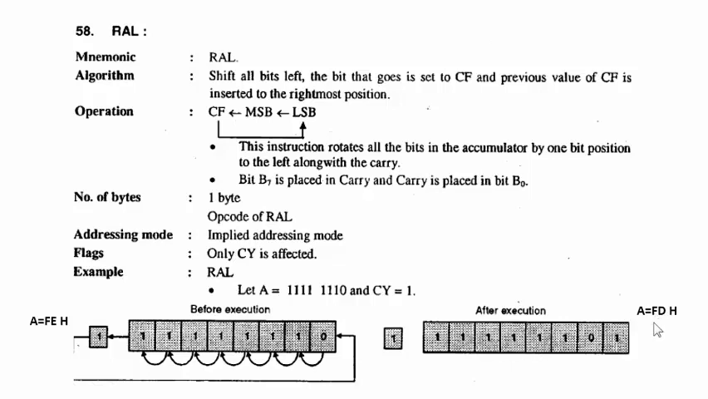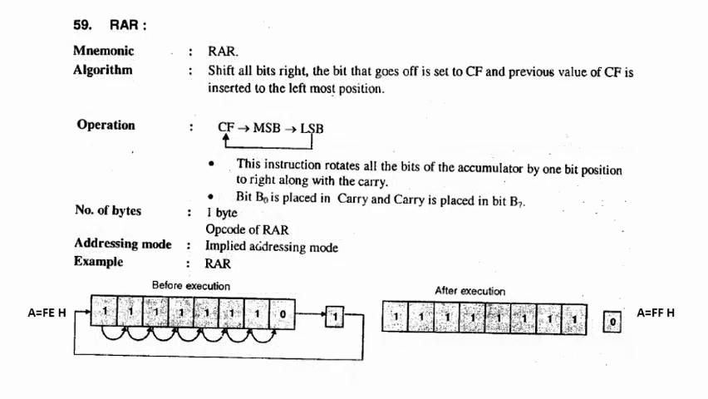So before execution, suppose we have FE hex in the accumulator, and suppose the carry flag bit is 1. So this carry flag bit goes to the D0 location, and the most significant bit D7 goes into the carry flag bit. So after the execution of this RAL instruction, in the accumulator you will get FD hex, that is 1111 1101 hex.